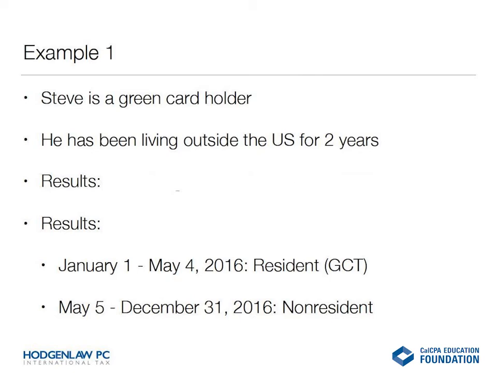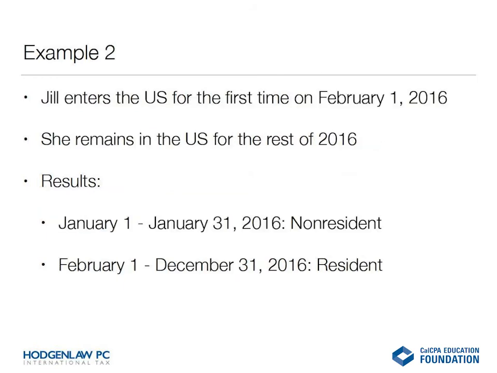Second example, let's say Jill enters the U.S. for the first time on February 1st, 2016, remains in the U.S. for the rest of the year, and so for the first month of the year in January, she was not a resident, but starting February 1st through December 31st, she was a resident for tax purposes.